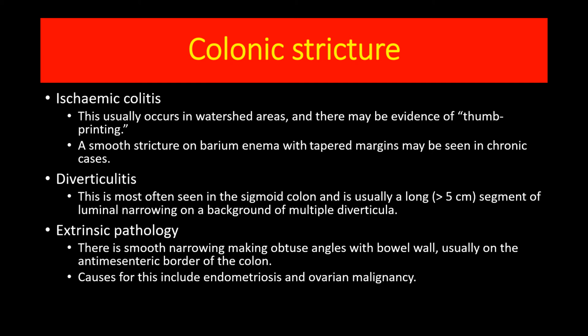If I say that this is the colon, and there is an extrinsic compression on it like this, the margin that is formed here will be an obtuse margin. But if there is a lesion within the colon, then usually it will form an acute margin. So based on this, we can identify whether it is an intracolonic mass or an extraluminal mass lesion. This is how we identify different types of colonic strictures.